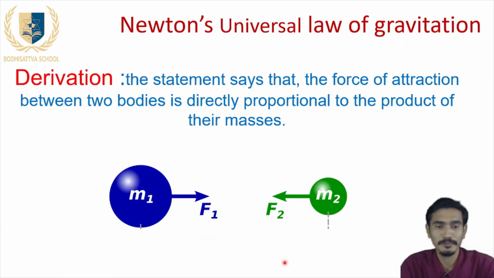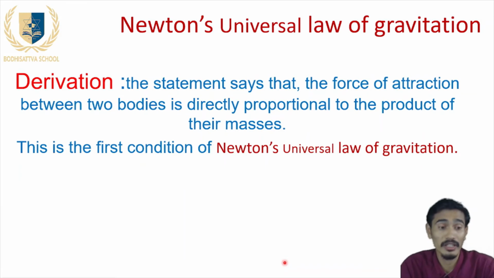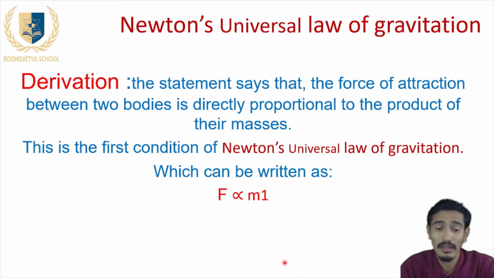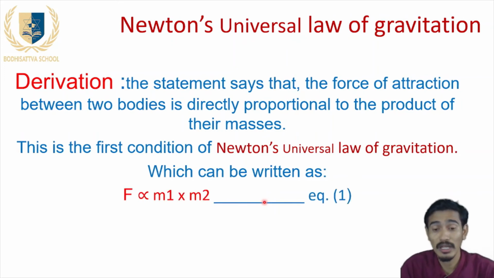So the statement says that the force of attraction between the two bodies is directly proportional to the product of their masses. M1 and M2, they are the masses. F is the common force, the gravitation force of attraction that exists between the bodies. So the gravitation force F will be directly proportional to the product of their masses. This is the first condition of Newton's universal law of gravitation, which can be written as F, capital F is the representation of the force, M1 is the mass of one body, and M2 is the mass of the other body.